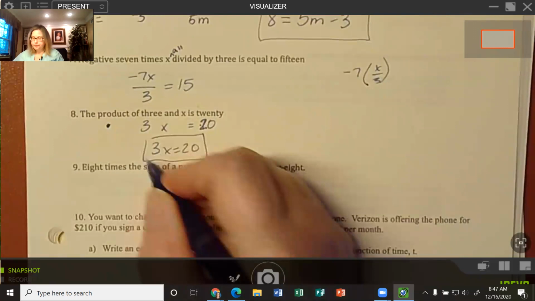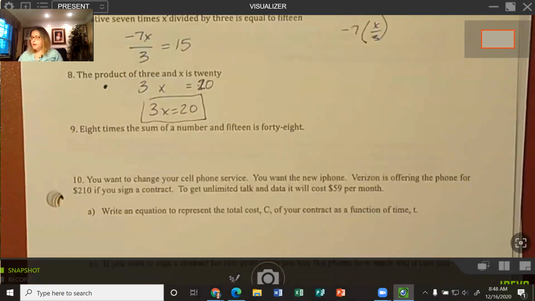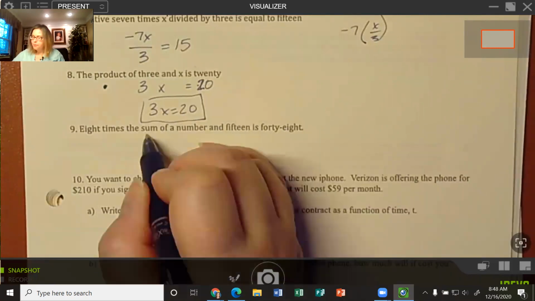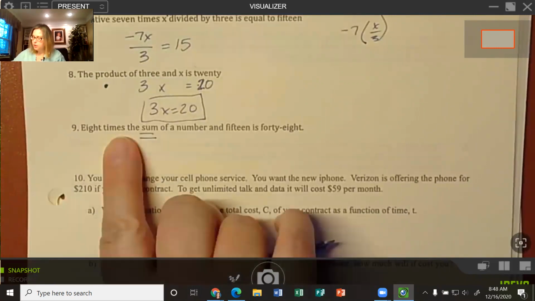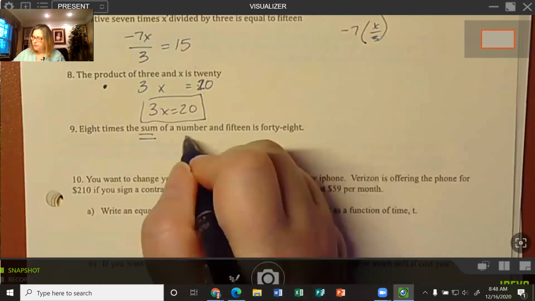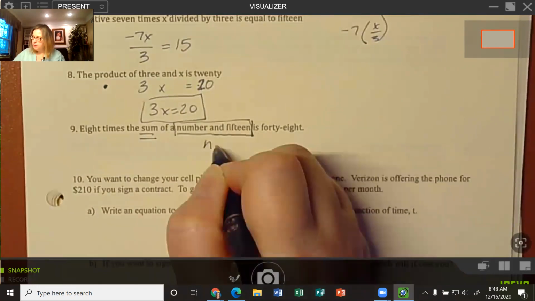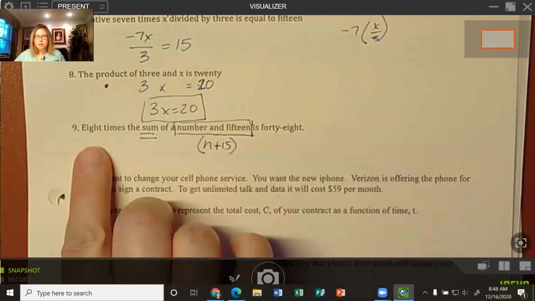Number 9, 8 times the sum of a number and 15 is 48. So this one we have to read really carefully. It's not 8 times n or 8 times 15, it's 8 times the sum. So first we need to get the sum, and then we multiply that by 8. Okay, so here's our sum, a number and 15. We would write that as n plus 15. And then it's 8 times that sum.